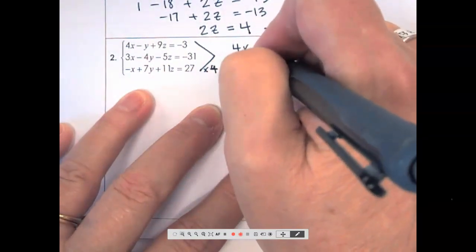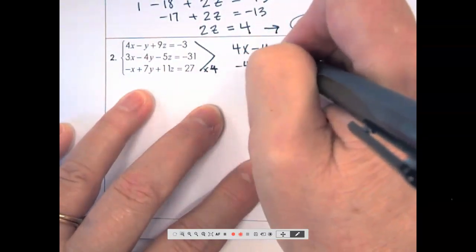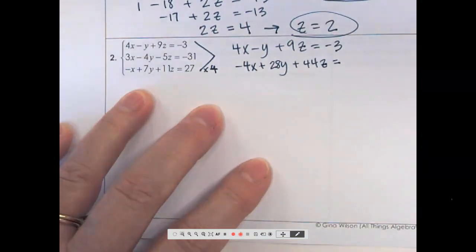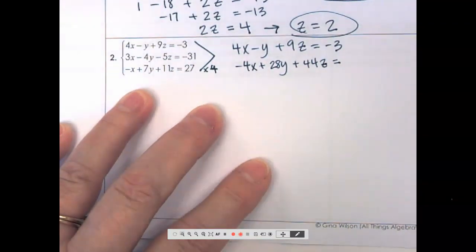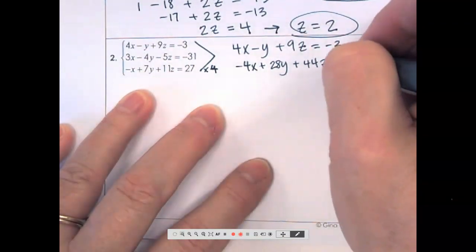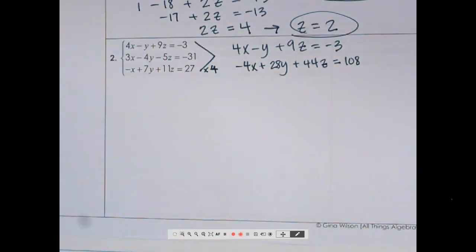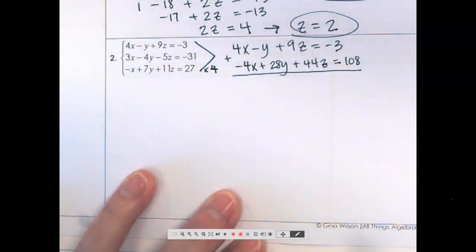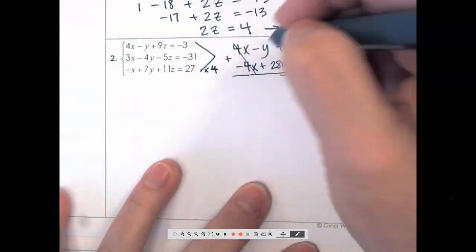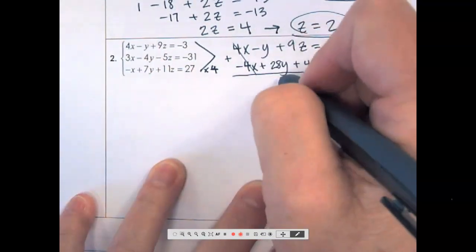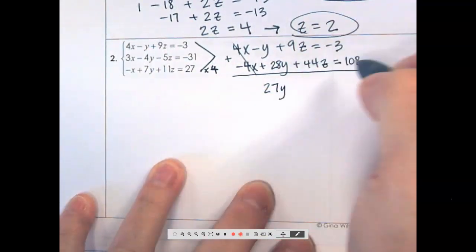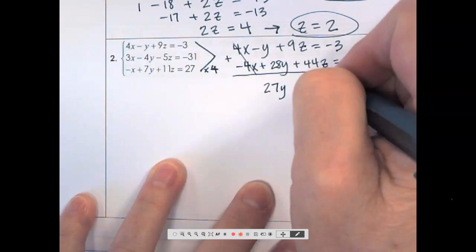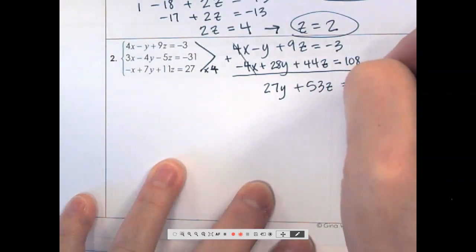You know, but ask all the questions you have. Ooh, it's 27 times 4, 108. Okay, so once I do that, I'm going to add them. As planned, the x's are gone. This is 27y. This is 53z. And this is 105.